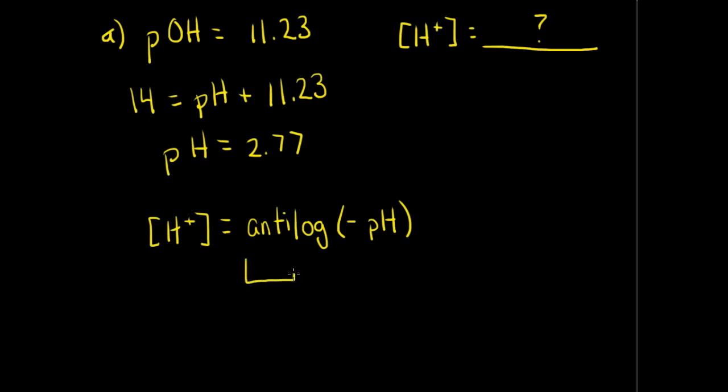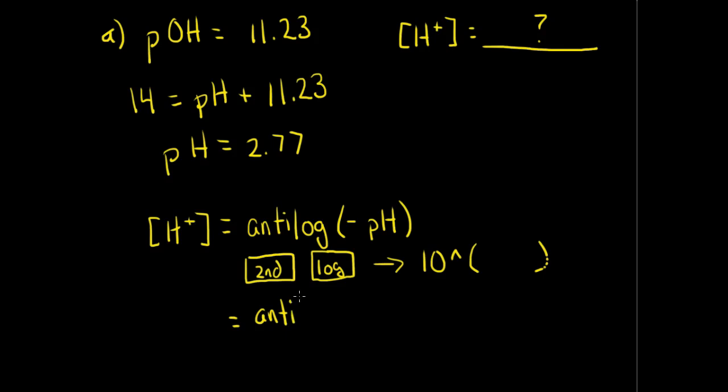Antilog on the school's calculators is second function and log. That will give you this 10 up caret stuff. That's exactly what antilog is. Don't worry about it overly. Remember to close your parentheses at the back because we are not savages. So if we run this through our formula, the antilog of our negative pH, we would have the antilog of negative 2.77. Run it through the calculator.